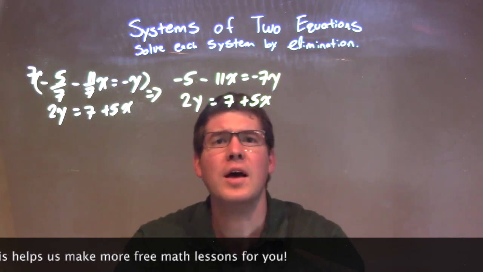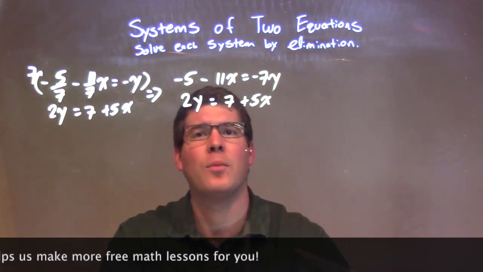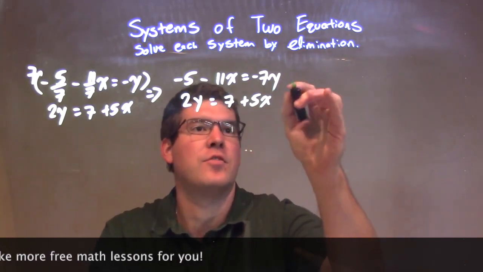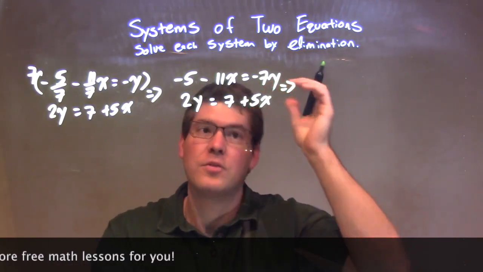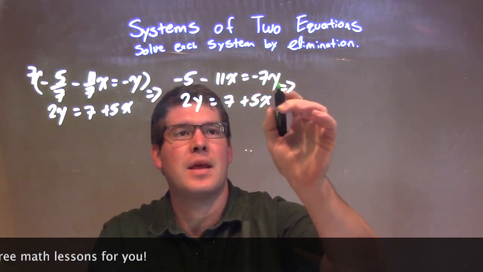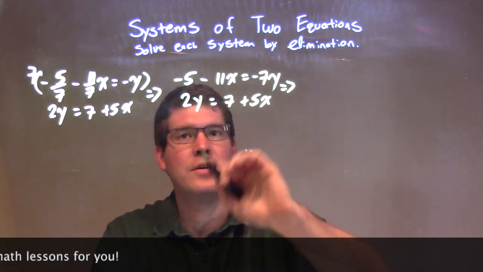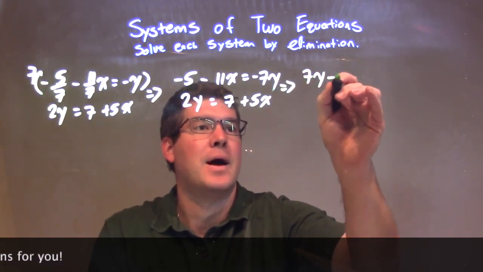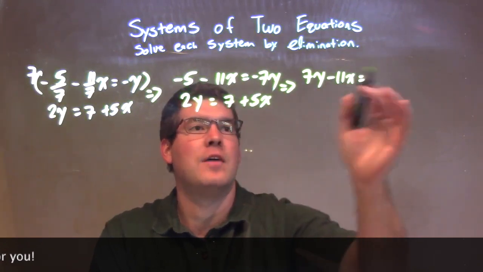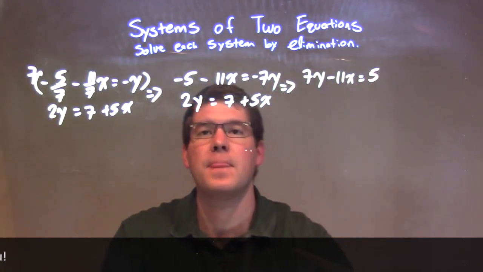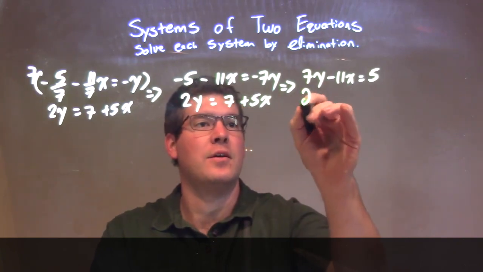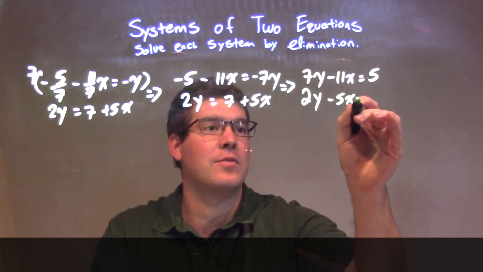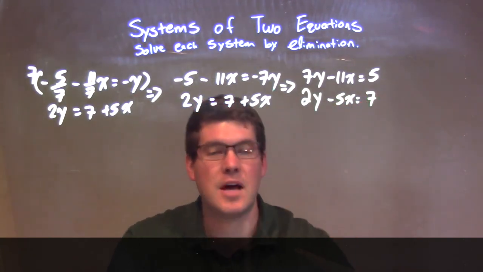So now I'm going to rearrange this to have all my numbers on the right-hand side and my variables on the left-hand side. Let's rewrite that. I'm going to add 7y to both sides and add 5 to both sides. So I have 7y minus 11x equals positive 5. The second equation, the 2y just stays, but I'm going to subtract 5x from both sides, with minus 5x right there, and that's just equal to 7.